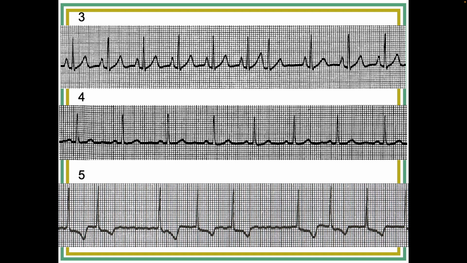PRI is less than... excuse me, 3 to 5. Yeah, 3 to 5. Okay, the QRS is less than 3.